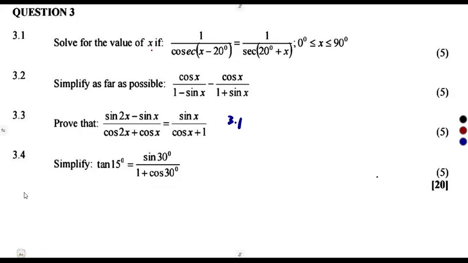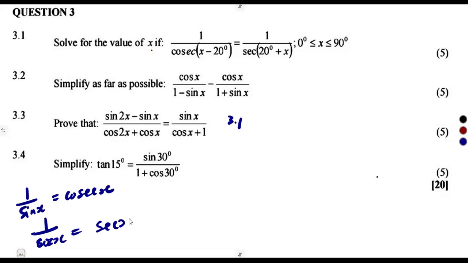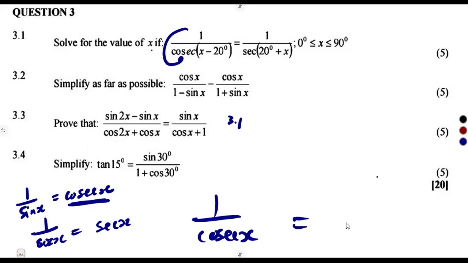Remember, 1 over sine of x gives us the cosec of x. If it is 1 over the cos of x, it gives you the sec of x. So it is the opposite, guys. If we are given 1 over cosec, what gave us a cosec? If we put 1 over like this, it gives us a sine. So 1 over cosec of x will give us a sine of x, the opposite to what you know.